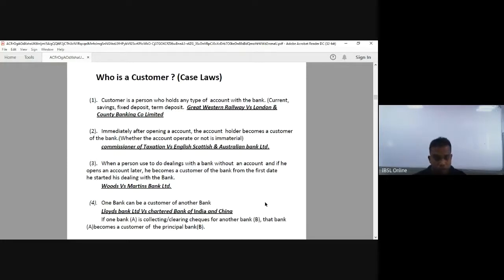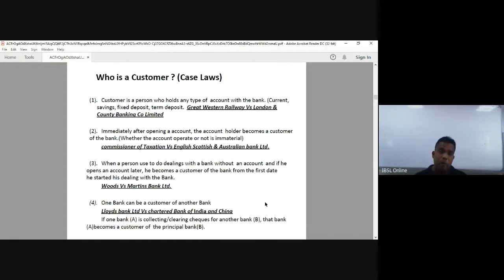As soon as I open the account, I become a customer of the bank. Remember, as per the previous two judgments, the first one, Great Western Railway, to become a customer I have to open an account. So I have now opened an account. Second one, Commissioner of Taxation versus English Scottish Bank: immediately after opening the account, I become a customer. No transaction is necessary. Now in June 2021, I opened the account.